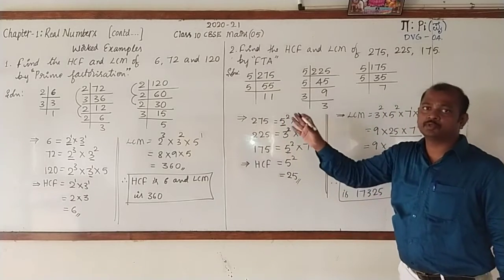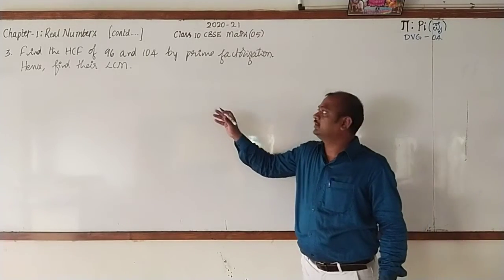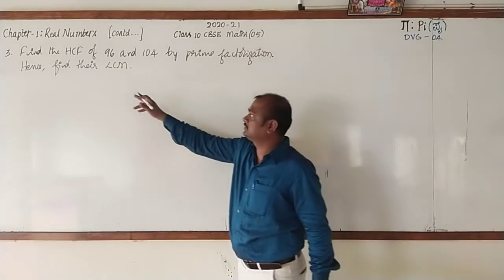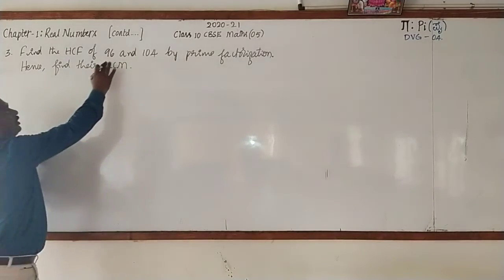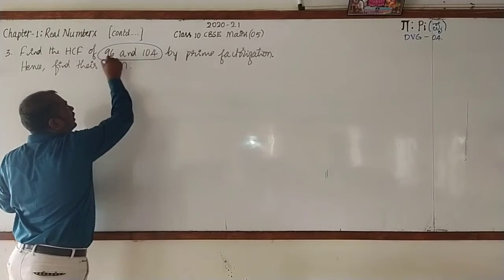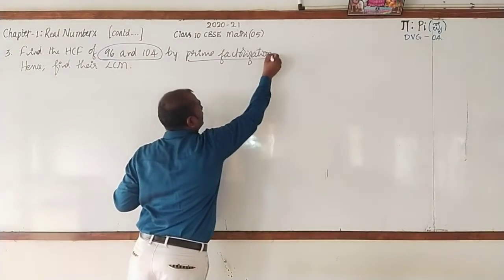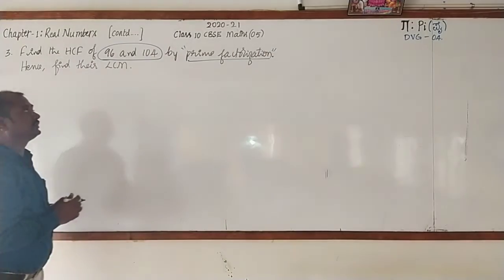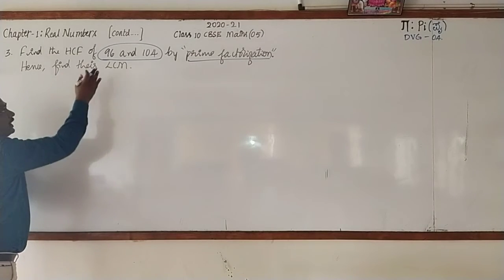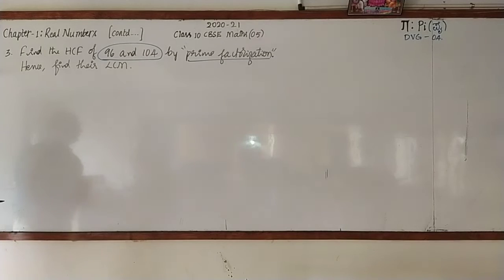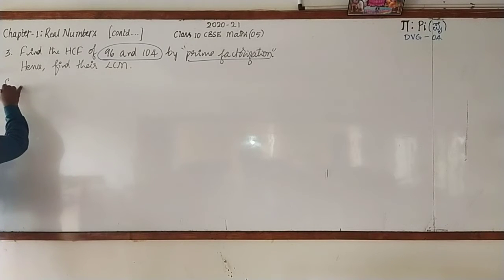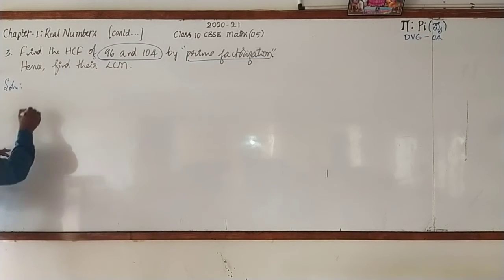You have to copy both the examples. Copy this. Now, the third example. Just go through this. Find the HCF of 96 and 104, again by prime factorization. Hence, find the LCM. Got it? Now, let us go for finding. We have just learnt how to find it out.